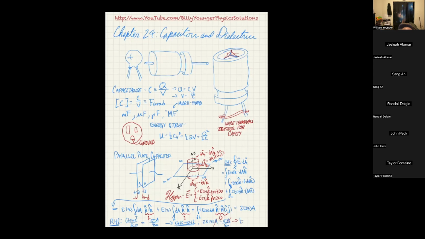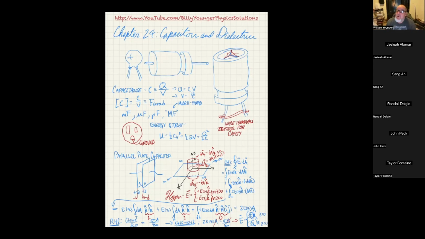E, the vector, is equal to sigma over 2 epsilon naught k hat and negative sigma over 2 epsilon naught k hat. And this is z greater than 0, and this is z less than 0. Ooh, that's supposed to be z less than 0. Okay, so now we have the electric field.